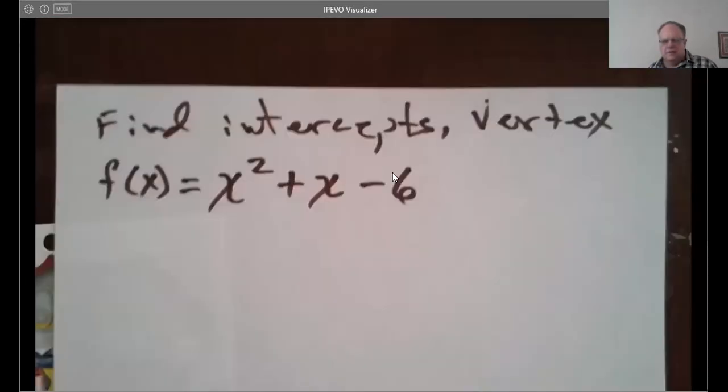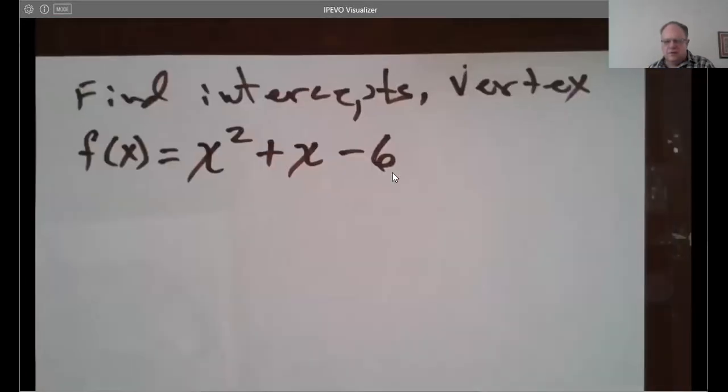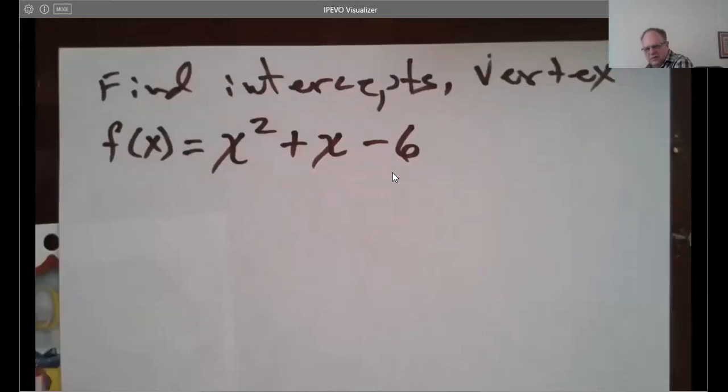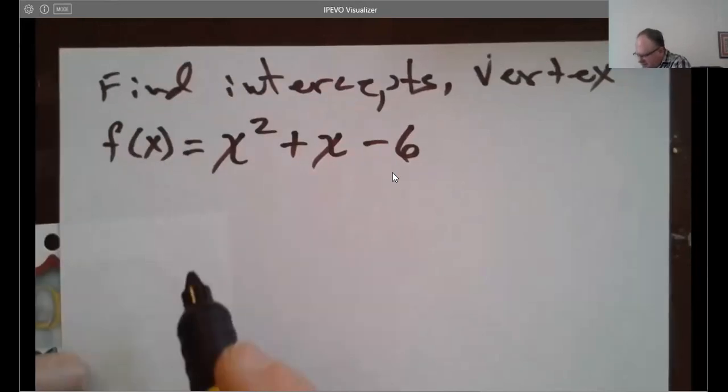And here it is. Find the intercepts and the vertex to this parabola. Okay, so just as a review, let's find the vertex. Well, in order to find the vertex, you have to find the axes of symmetry.